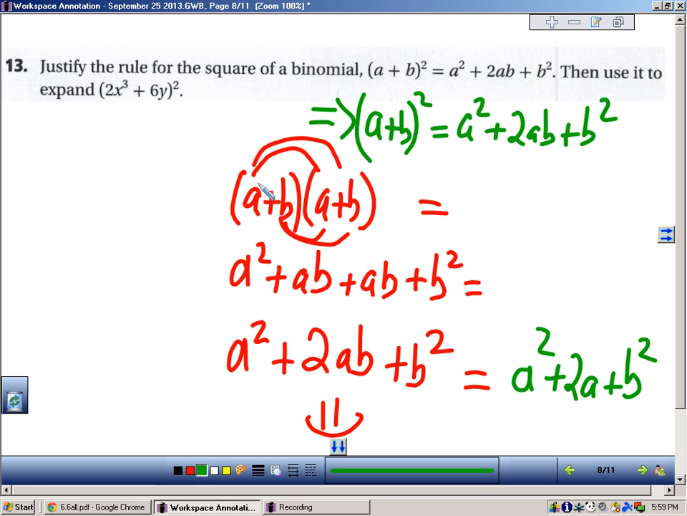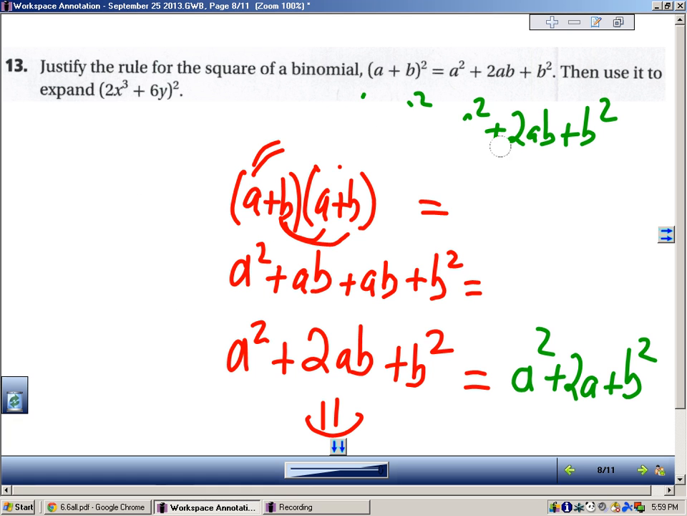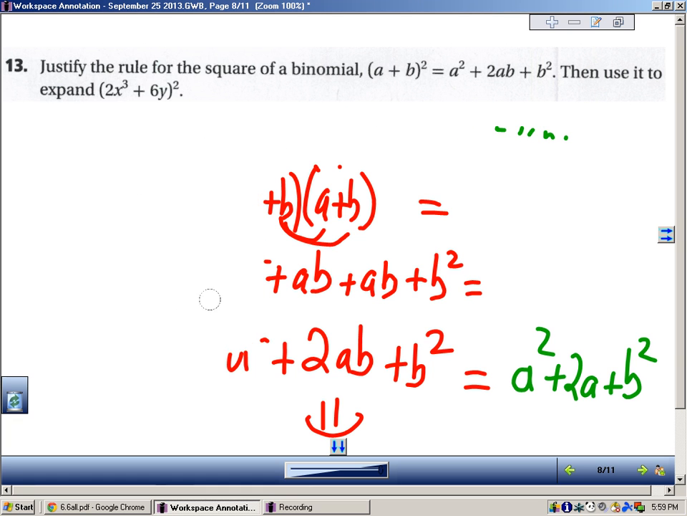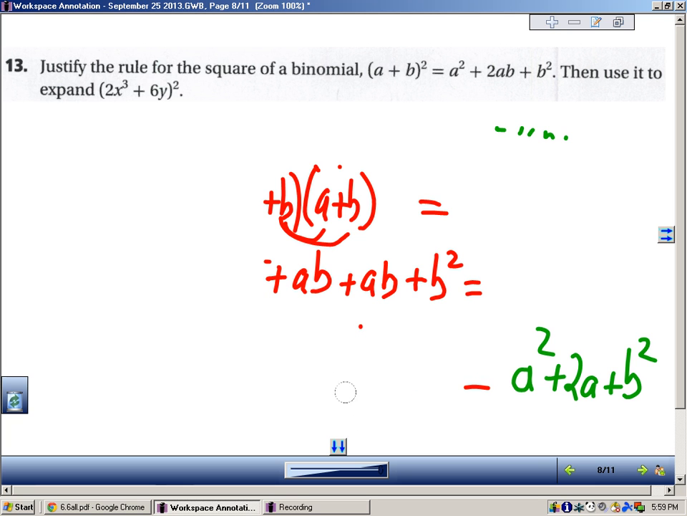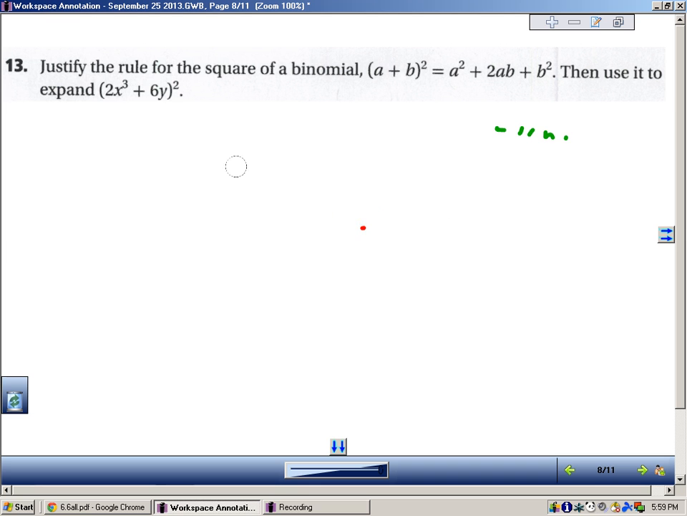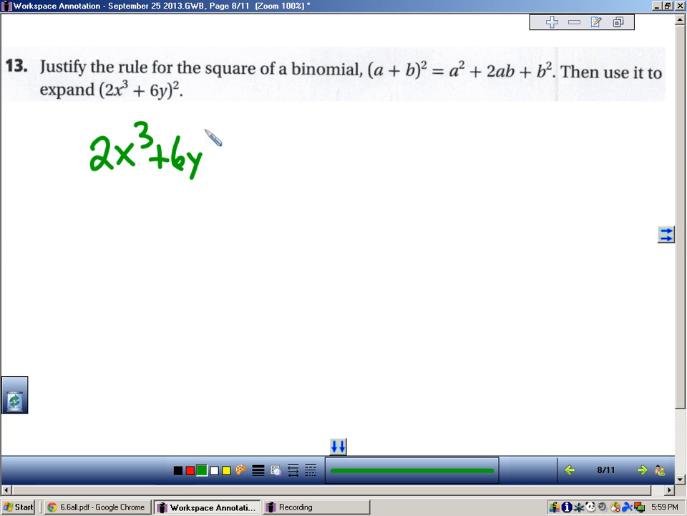Now let's use what we just learned to expand this expression. So I will erase all this. Hopefully you wrote it. So let's expand this expression here. So we know how this works. We played the game. It's a shortcut.